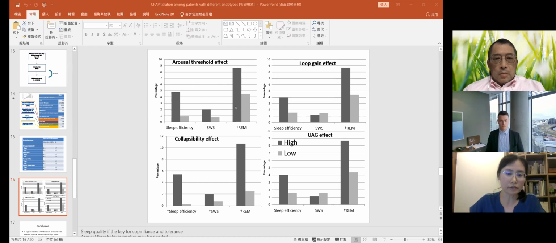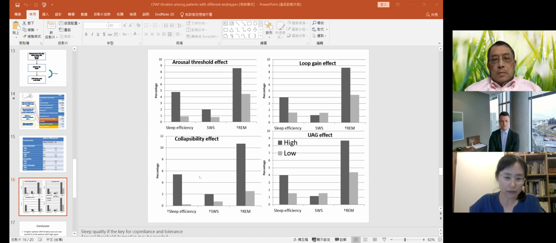Okay, so from this histogram, you can see that patients with higher arousal threshold have more improvements in their sleep architecture compared to patients with lower arousal threshold. And it has reached statistical significance in the REM percentage. Similarly, when I examined the loop gain, patients with a higher loop gain also had more improvements than those with low loop gain.